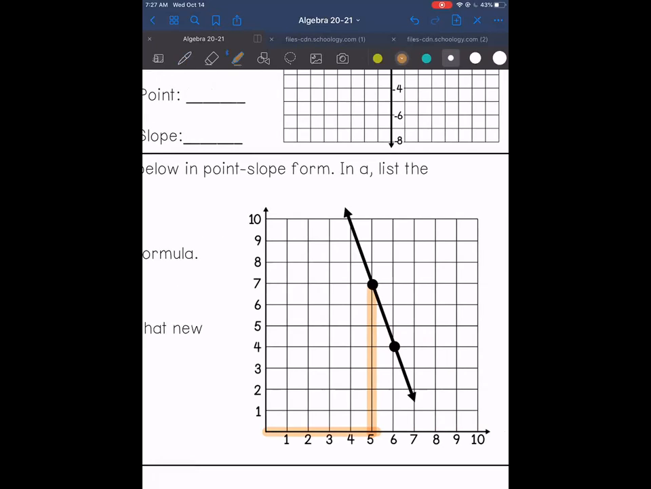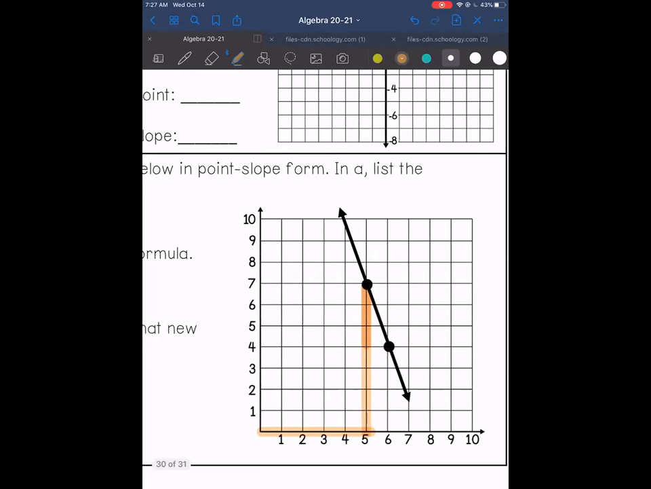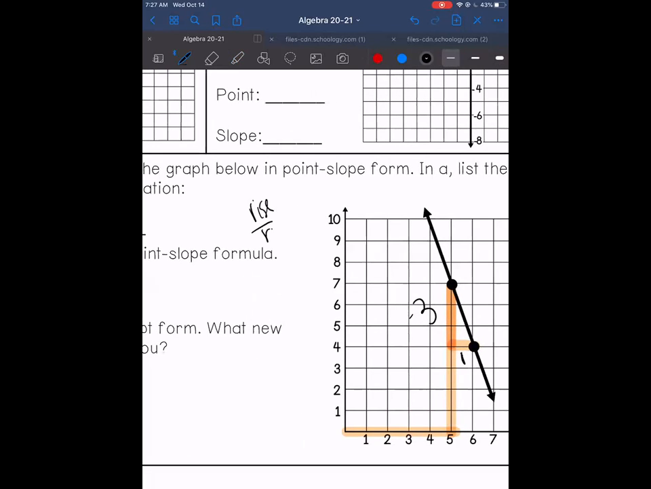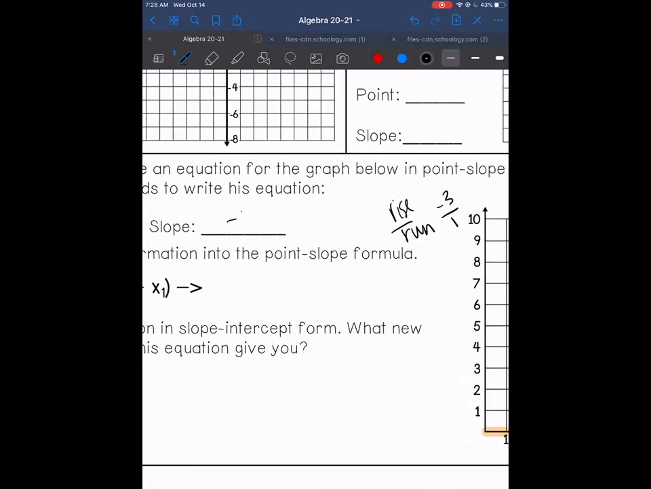Our rise over run. This is going down as I go from left to right. So is that a positive slope or negative slope? Negative. And we're rising, we're going down 3, so minus 3, and we're running 1. So our rise over run is negative 3 over 1. Negative 3 divided by 1 is negative 3. So my slope is negative 3.